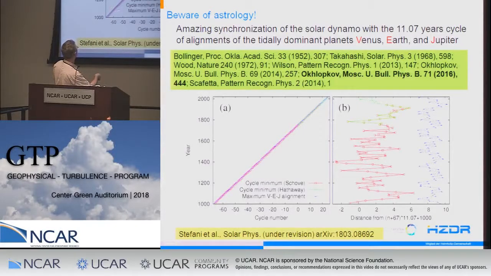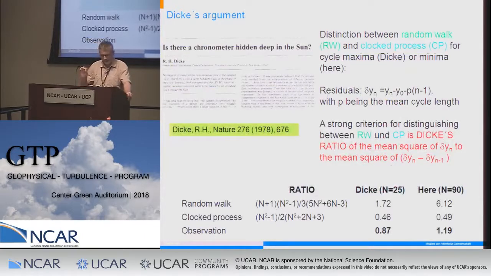So here is the cycle number, here is the year. If you take the cycle minima by Chauvet and Hathaway, the red and green ones, and put them here, and you take the maximum Venus, Earth, Jupiter alignment like this, you see nearly the same curve. If you take now the residuals, so the values here minus the linear trend, you get more or less two curves which are really straight. It never goes out of phase, so there is an amazing synchronization. And I think it's worthwhile to ask, could there be any physical reason for this, or is it a pure accident?